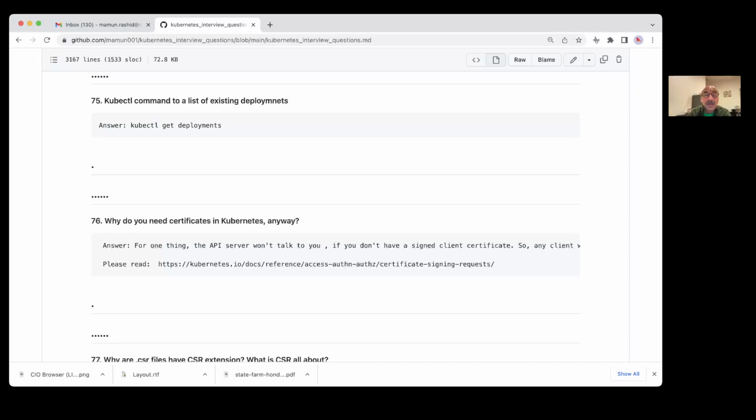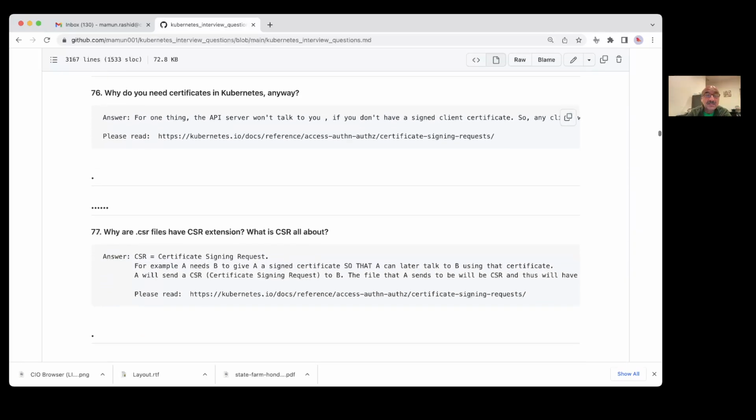Next question: why do you need a certificate in Kubernetes anyway? Well, there are many reasons, but if nothing else, when the API server and etcd are communicating between themselves, they don't want to just take any request that comes their way and answer it, because that could be a huge security flaw. So you need certificates exchanged at the very beginning of the conversation, so that if the master server is reaching out to talk to etcd or whatever, that initial conversation starts with handing over the certificate.